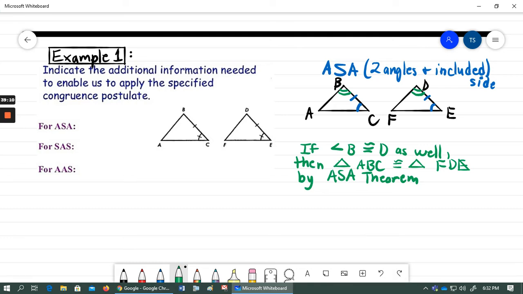Wow, what did that do? Did it really do that with my E? Seriously? That is so annoying. Okay. By the angle side angle congruence theorem. Alright, great, lovely, awesome.